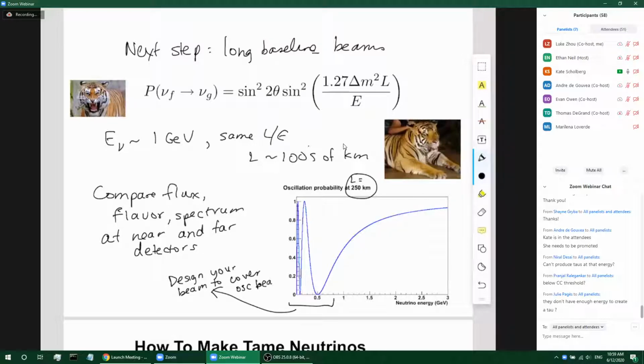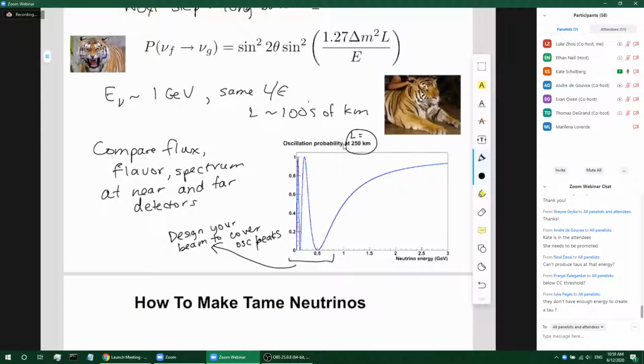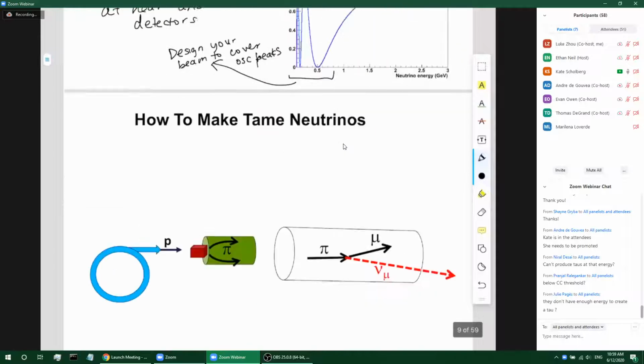You want to pick your neutrino energies such that at a fixed baseline, you get a high oscillation probability, because that's easier statistically to pick out. You can also, if you are constrained to a certain set of energies, that also defines your baseline. So it's really L over E that you're experimentally tuning.